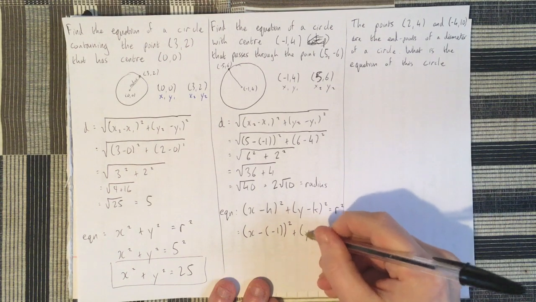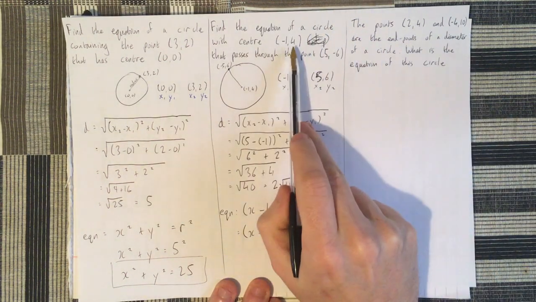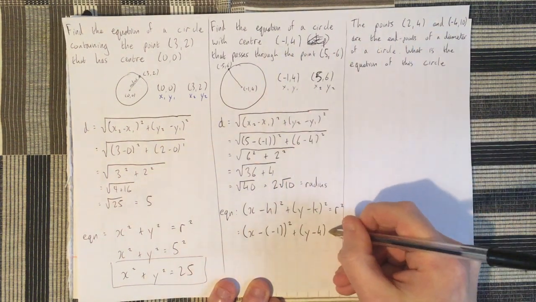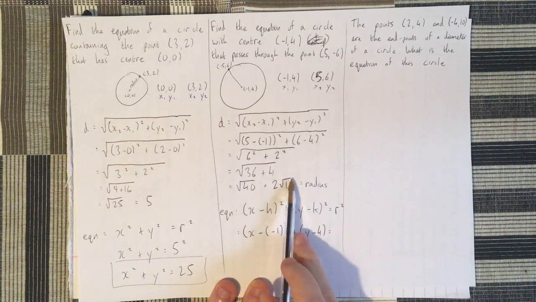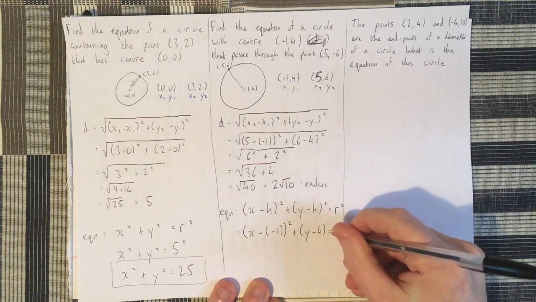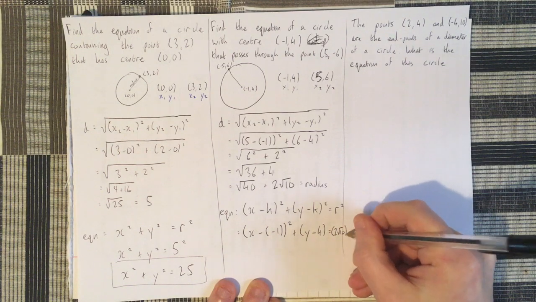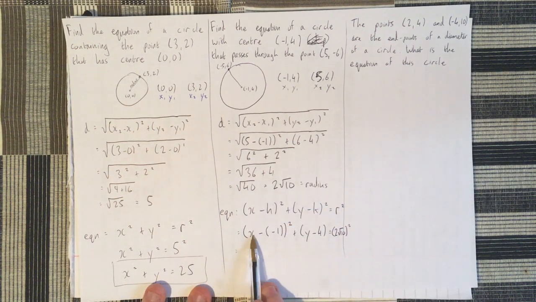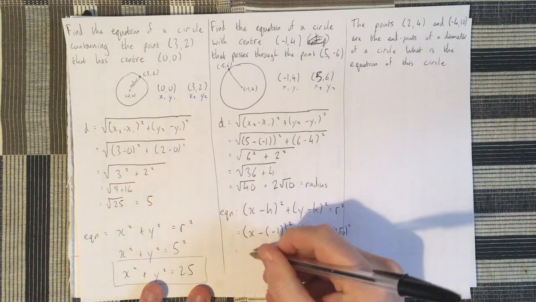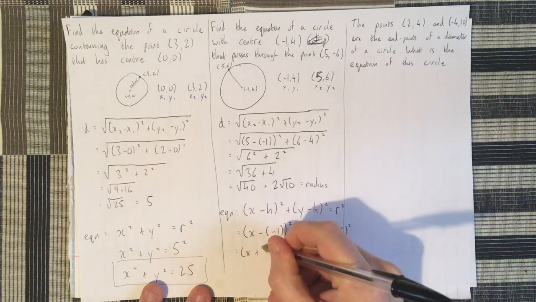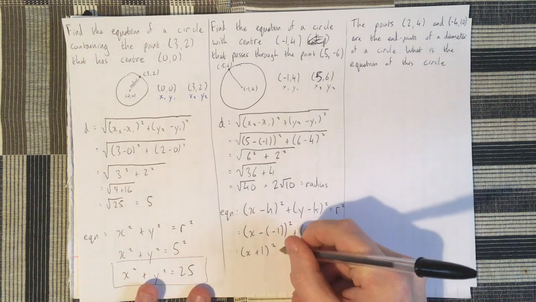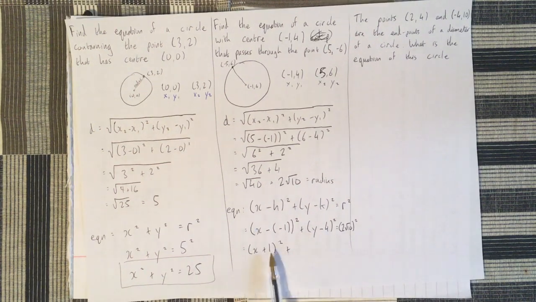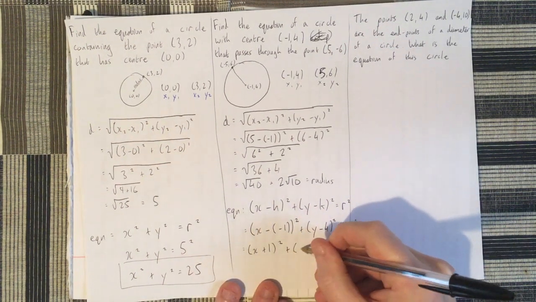Plus y minus k, k is the y coordinate of the center. So that's just 4. And that's equal to r squared. So the radius squared. So my radius is 2 root 10, and that's all to be squared. So first bracket here, x minus minus 1, 2 minuses together make a plus, so that's x plus 1 to be squared, plus y minus 4 to be squared. There's no need to multiply anything out on this left hand side, so just leave that.